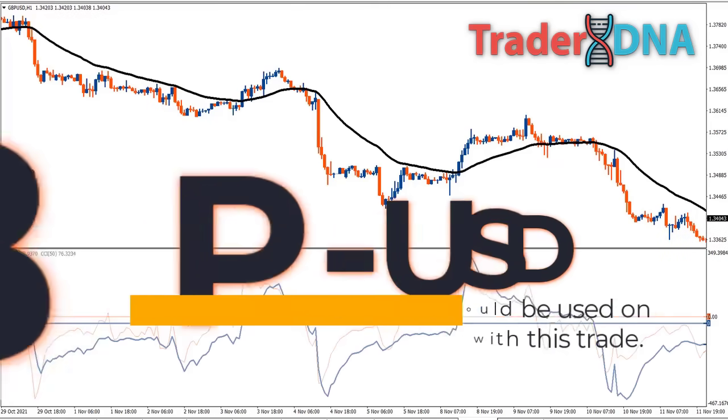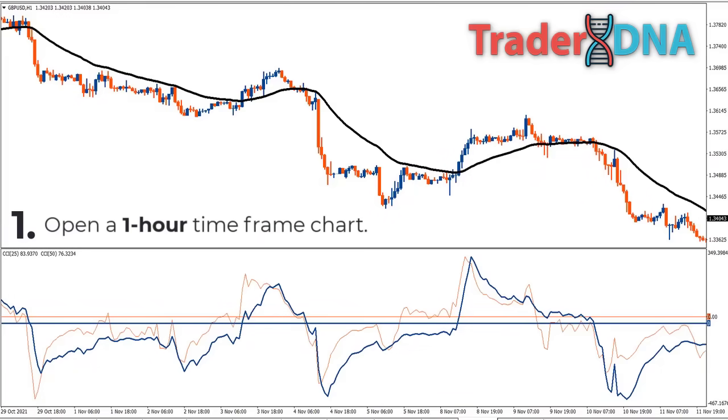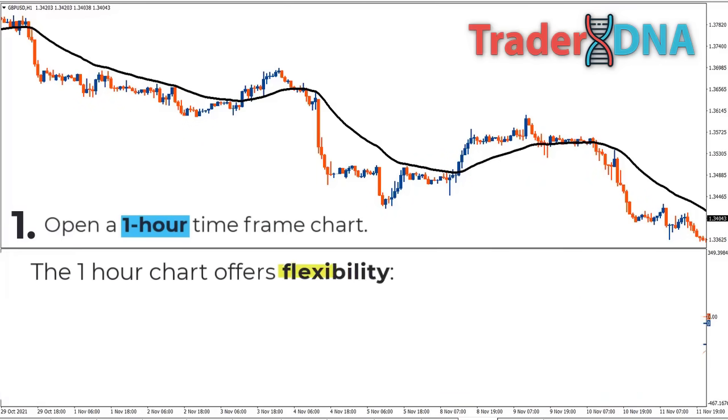Step number 1. Open a chart. Open a 1-hour time frame chart. The 1-hour chart offers flexibility in terms of what you want to do.